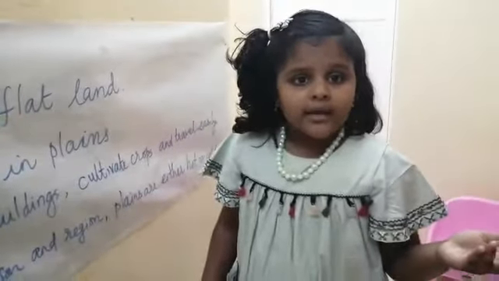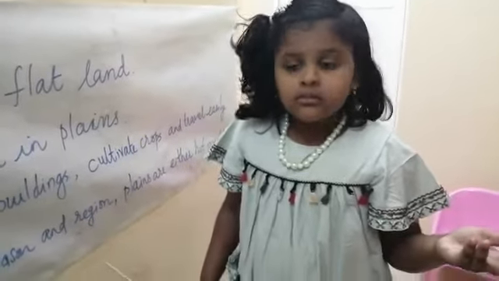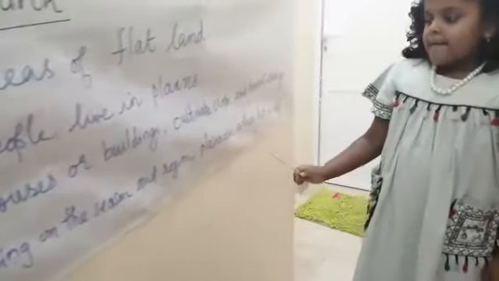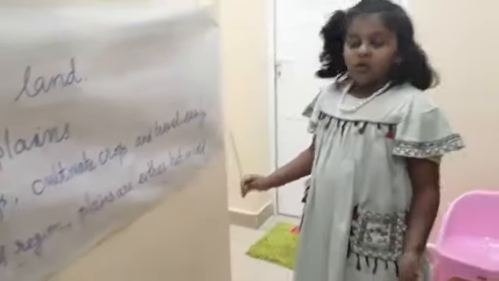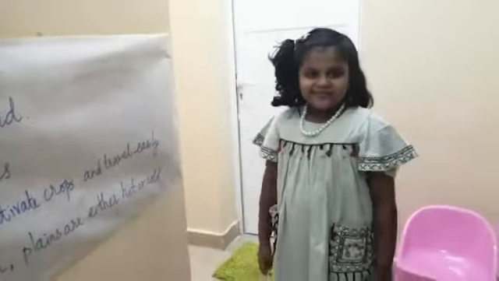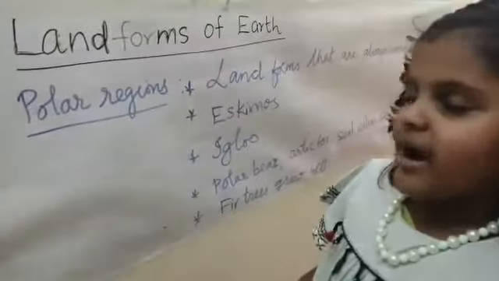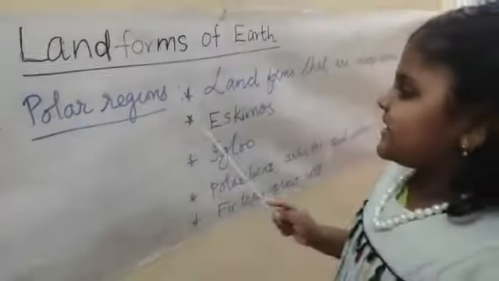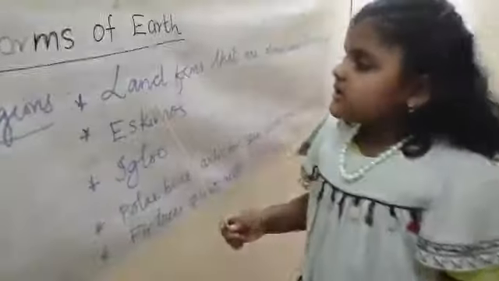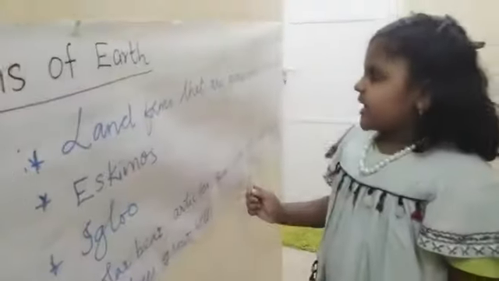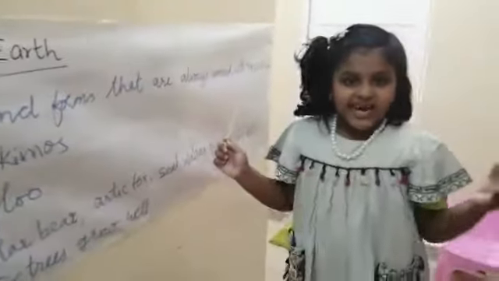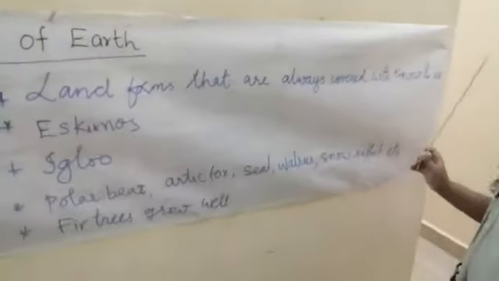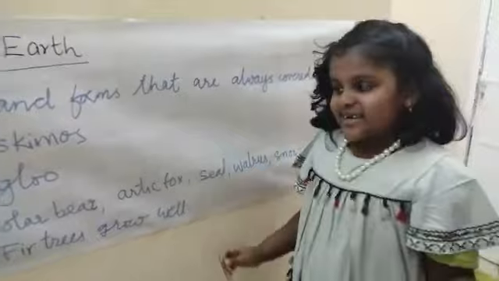What about climate? Depending on the season and region, plains are either hot or cold. The last landform I am going to explain you about is the polar regions. The landforms that are always covered with ice and snow are called polar regions.